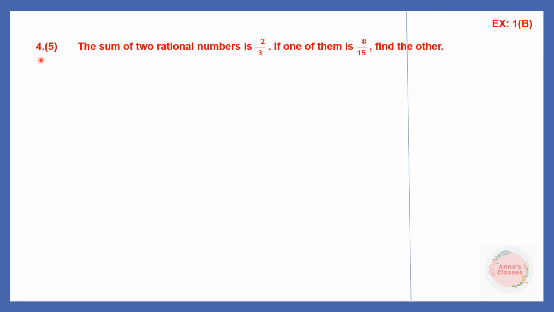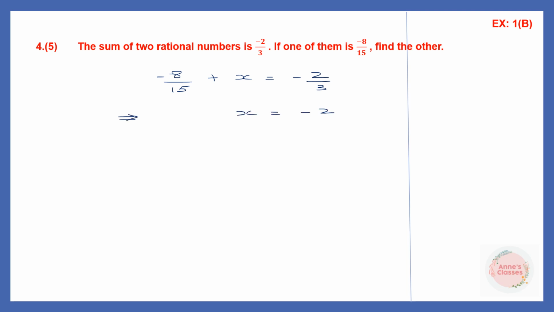Question 4, which is 5 in the new book. The sum of two rational numbers is given to us and one of the numbers is given. We have to find the other number. So minus 8 by 15 is one number. When we add a number to this, we get the sum, which is minus 2 by 3. So now again, in the form of linear equation, we're going to solve for x.